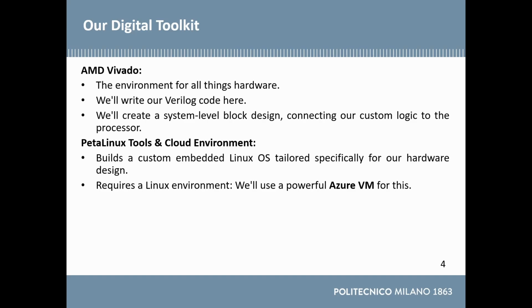Finally, once the OS is built, we'll use a standard C++ code editor. You can use AMD's Vitis IDE or something like VS Code to write our final user space application. This is the program that will actually run on our embedded Linux system and control our hardware.